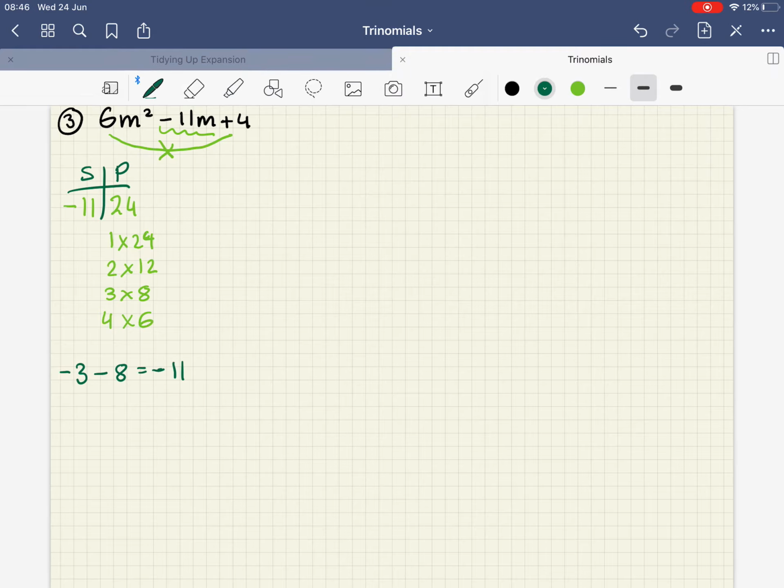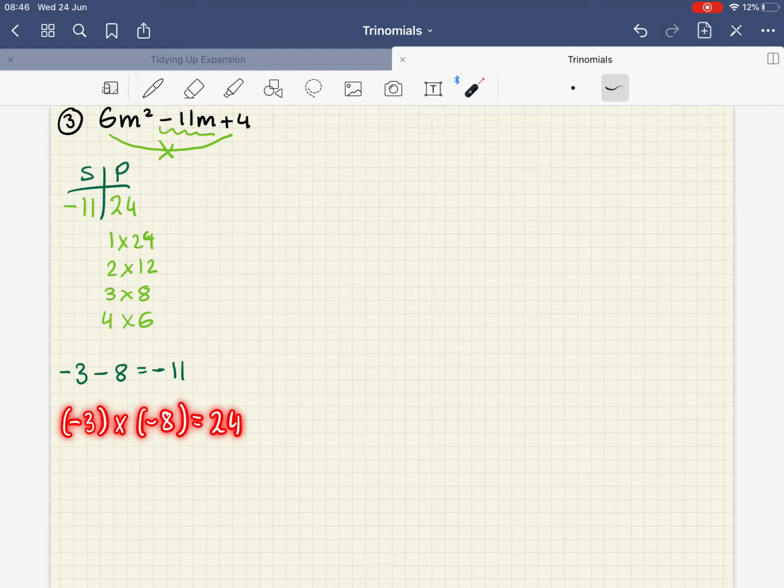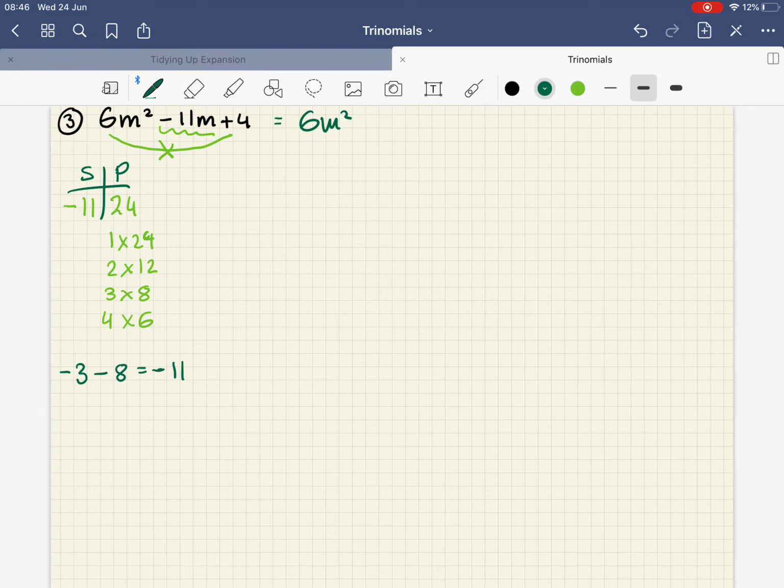And can double check my positive and negatives, because if I do negative 3 times negative 8, that double negative will give me a positive 24, which is what I have up here. So I have 6m squared, then minus 3m, minus 8m, plus 4. Splitting it down the middle.